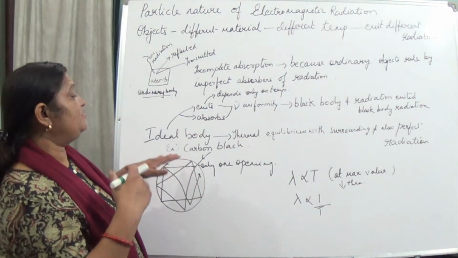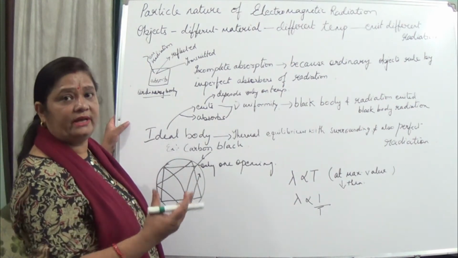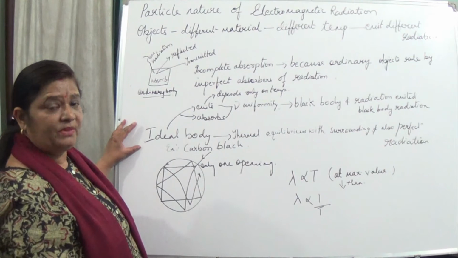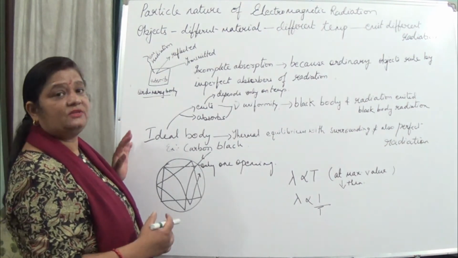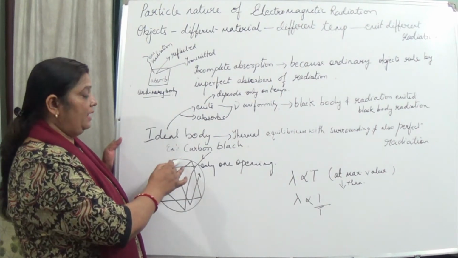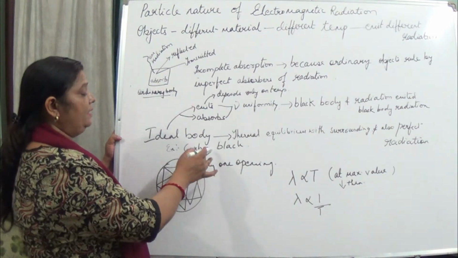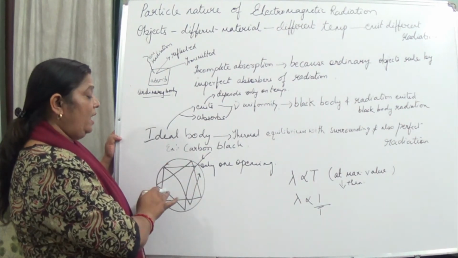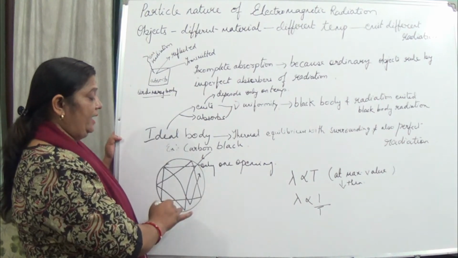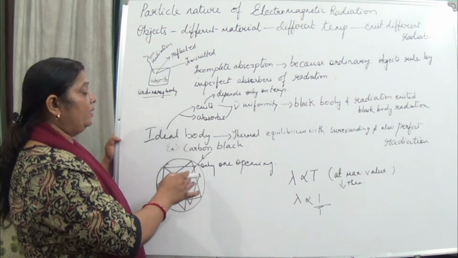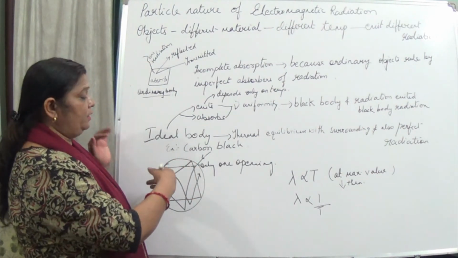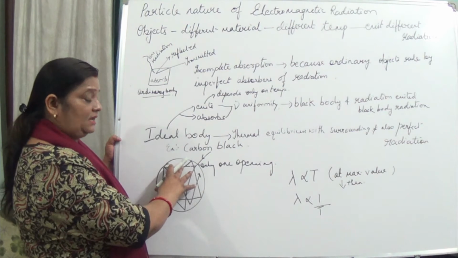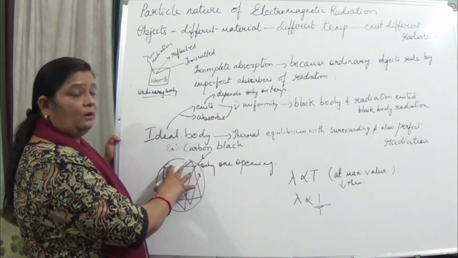A near example of an ideal body is carbon black. Till now no such ideal body has been seen, but we can assume an object which has only one opening, from which the electromagnetic radiation enters. It starts moving inside the body, collides with the walls, and comes back into the body itself. As a result there is no scope of the radiation moving out, so all the radiation is absorbed here. This is a perfect ideal body, or a black body.